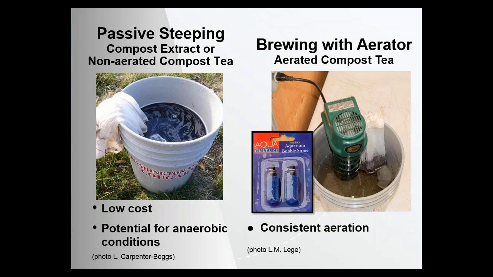You can also brew with an aerator. It can be anything as simple as an aquarium bubbler or something like this 5-gallon bucket brewer that we have shown here. There are also a lot of commercial models available. You can also get aeration simply by stirring your compost tea. So if you're doing a short brew in a 5-gallon bucket, if you're walking by and giving it a good consistent stir every few minutes or 20 minutes or so, you can also get some aeration that way.